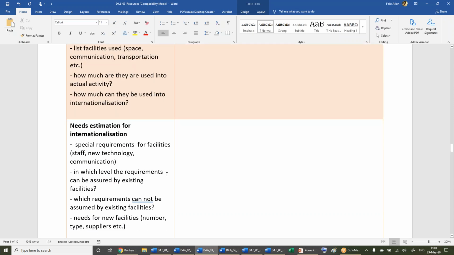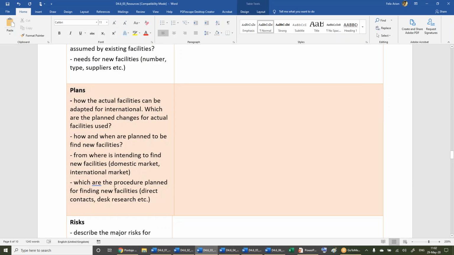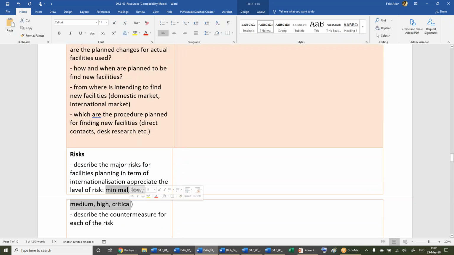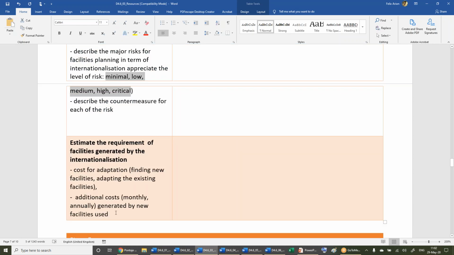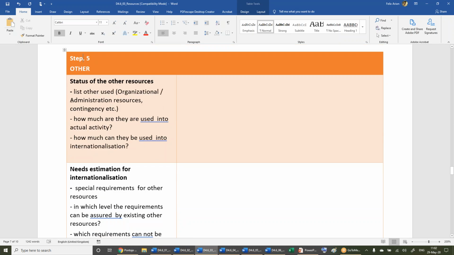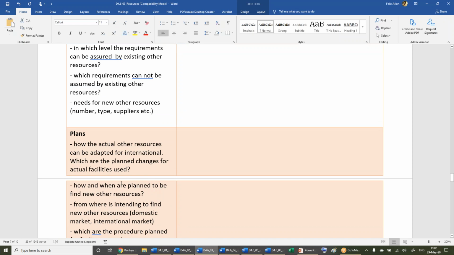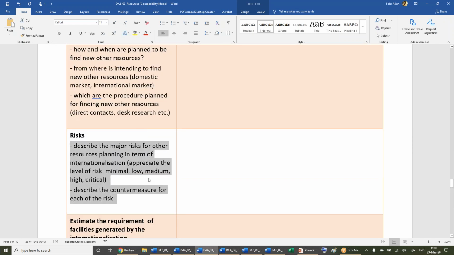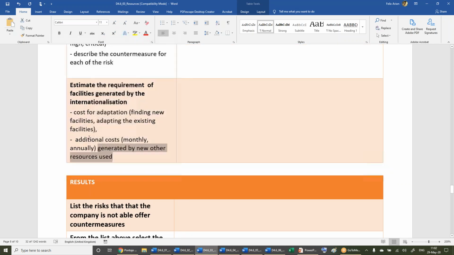You will need additional space. You will need additional offices, additional buildings. How you plan to have it, from where it is possible, how risky it is. Of course, again, whether the risk is minimal or critical, how expensive it is, what kind of expenses they will generate for your company. That will be the end. And finally, there are other kinds of resources which were not mentioned there. I don't know, like administrative, organizational ones or something like that. And you just try to understand how they are at the moment, what we need in the future, how you plan to gather them, and of course, how difficult it will be to have them as you plan, and how much it will cost you.